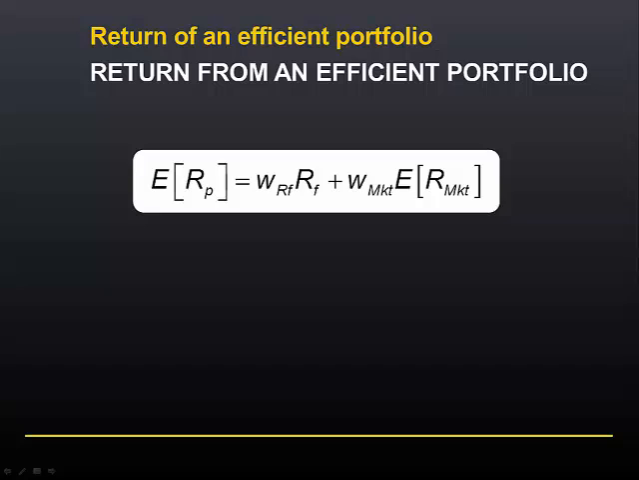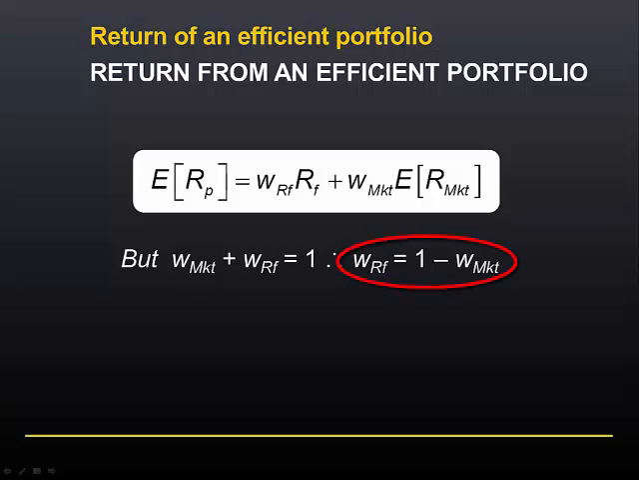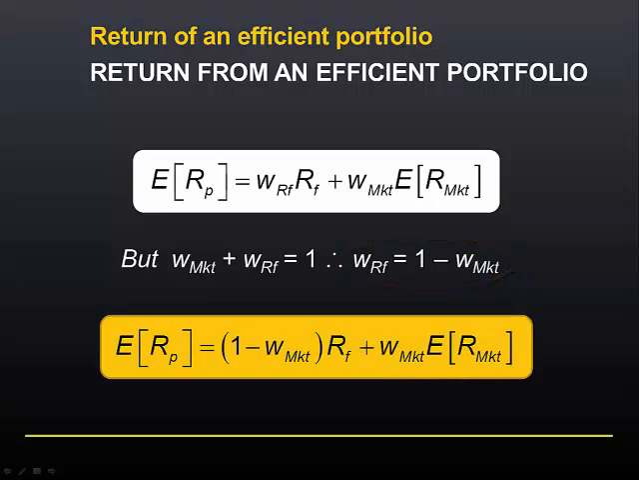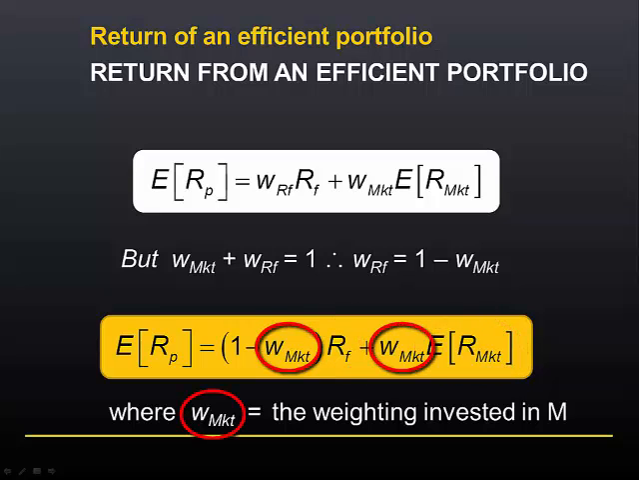But we can simplify the equation further. Since the weighting of the two assets in a two-asset portfolio must sum to 1, we can define the weighting of the risk-free asset as 1 minus the weighting of the market portfolio. Therefore, the formula for the expected return on the market portfolio depends on the risk-free rate of return, the expected return on the market, and the proportion of the portfolio invested in the market portfolio.